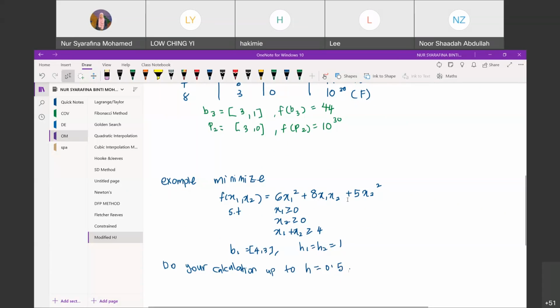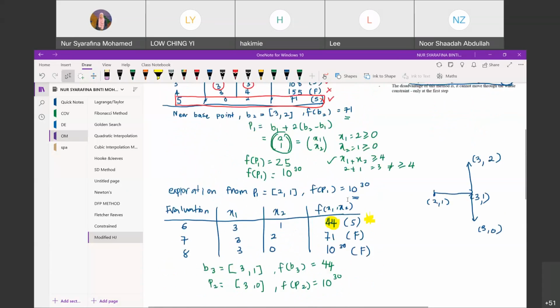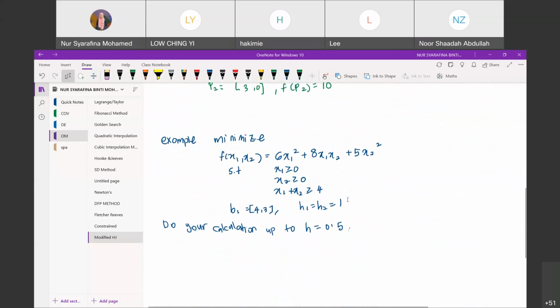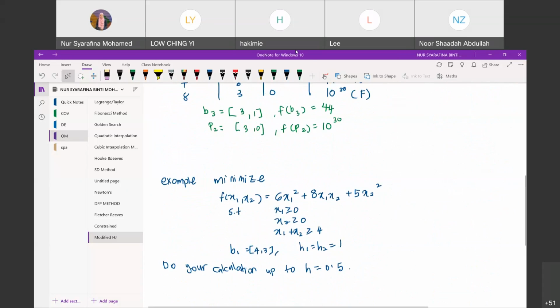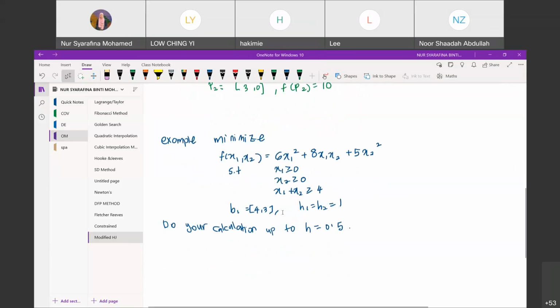Okay, try this example. I think all of you are still doing this. All right, so please proceed with this, and your minimum value should be 88, with x1 and x2 equal to 31.